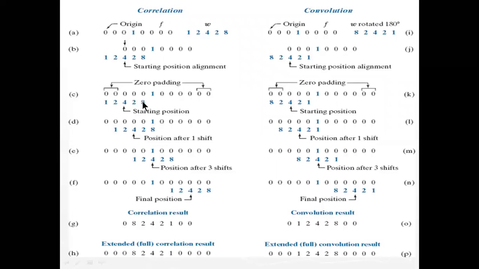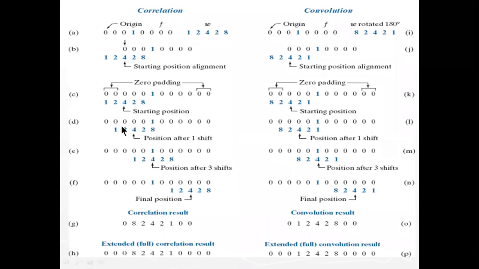Then whatever is there over here is moved 1 bit to the right. If you move 1 bit to the right, then you will get this 1 under this 0. This 2 will be shifted 1 bit. 8 will go below 1. That is what we are having over here.